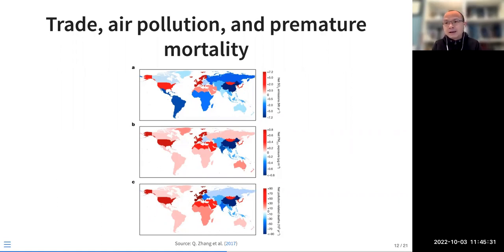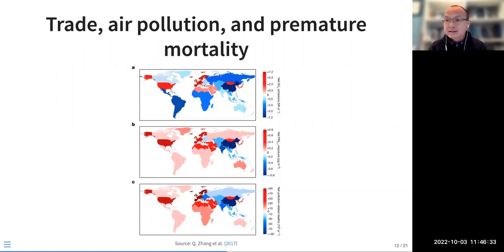So who should bear the costs of air pollution? These papers use trade data to adjust, asking what if the consumers should count the impact. So what if the products were manufactured in their own country? Then you would observe sulfur dioxide emissions increase in the Western countries, PM 2.5 exposure increase in those countries, and an increase of premature mortality in those countries. So this creates another layer of thought-provoking questions.